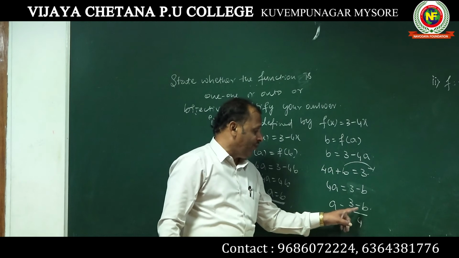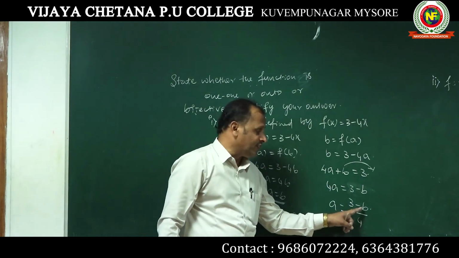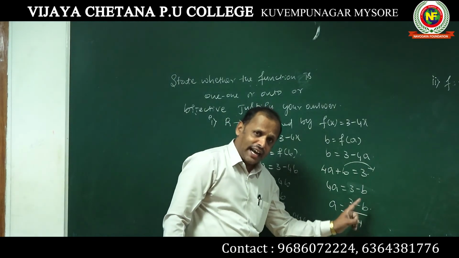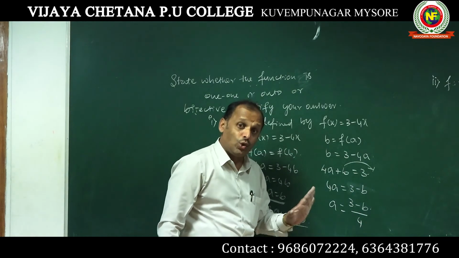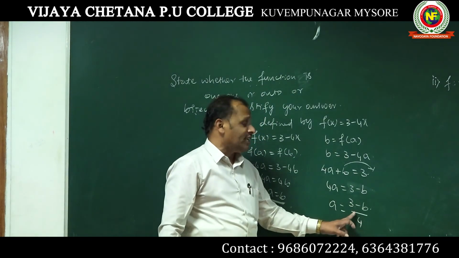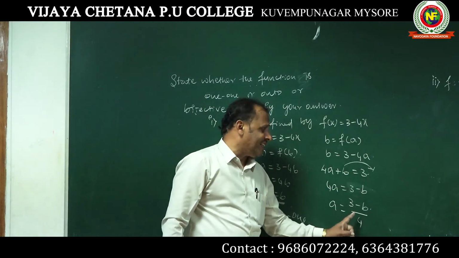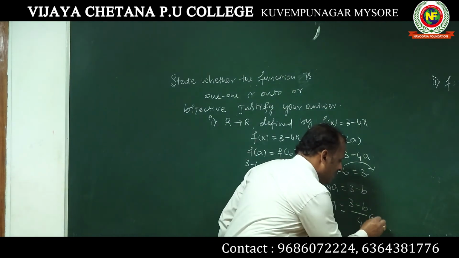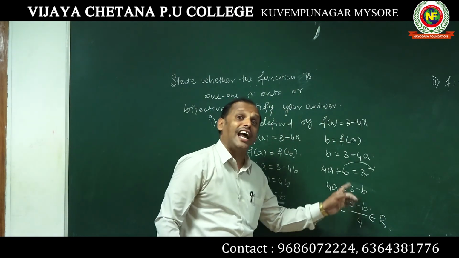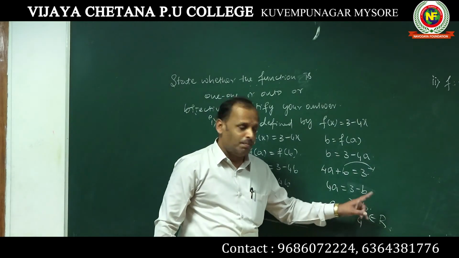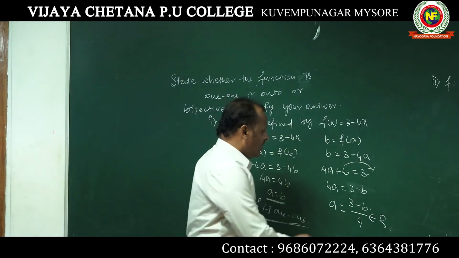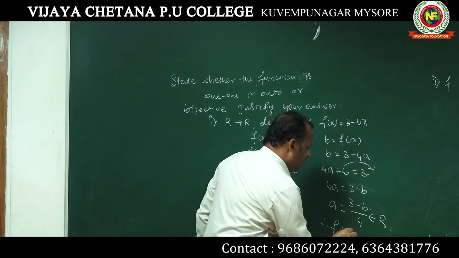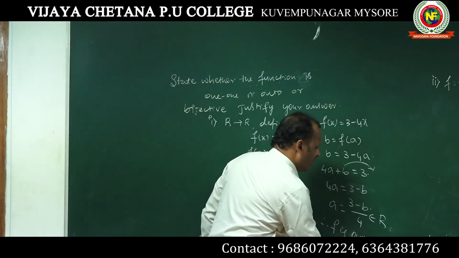Actually here, if you substitute any value, you will get either an integer, a natural number or a rational number. Somewhere it does not belong to Z, somewhere it does not belong to natural numbers, but it belongs to rational numbers, Q. But Q belongs to R. Therefore a belongs to R. Therefore f is onto.